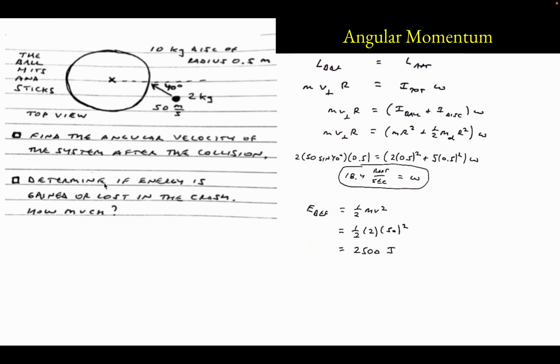Next, we're supposed to figure out if energy is gained or lost. Well, the energy before would just be the kinetic energy of the ball, 1/2 mv squared. Looks like the ball comes in with 2,500 joules.